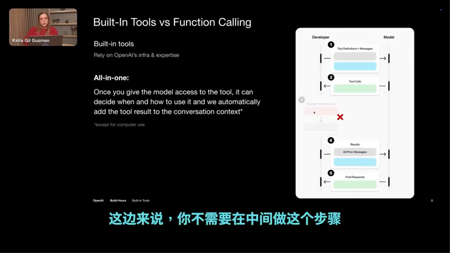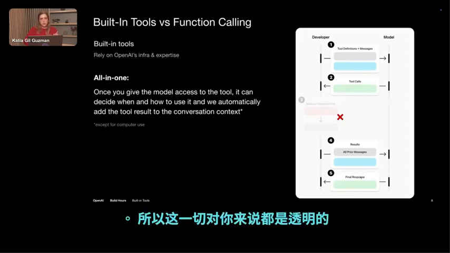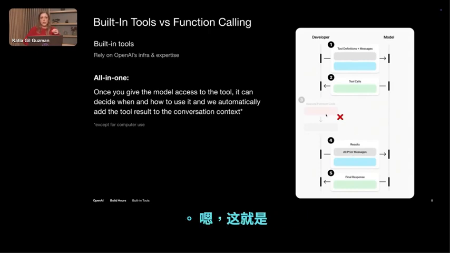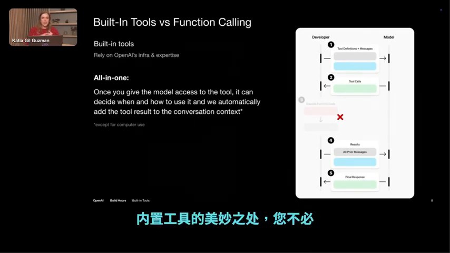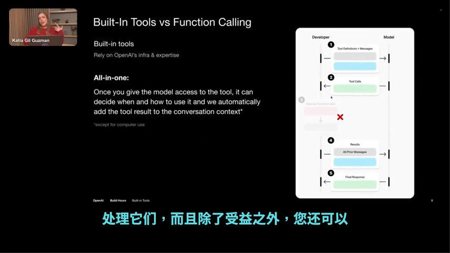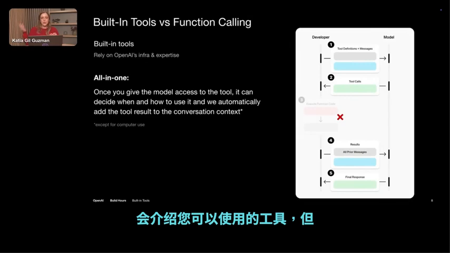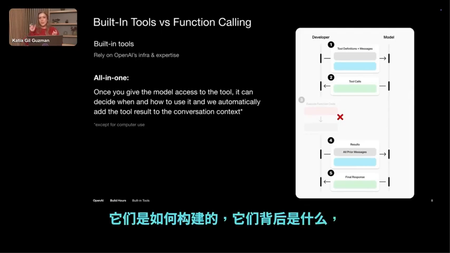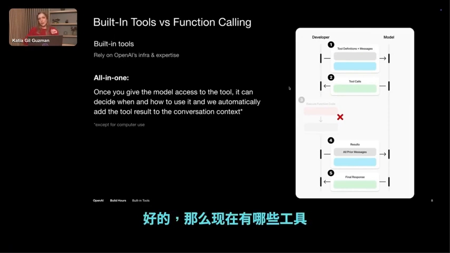So on your side, you don't need to do this step in the middle. You just need to let the model know it can use this. And once it decides to use a tool, you will go directly to this final response here. And so it's all transparent to you. That's the beauty of built-in tools. You don't have to handle them, and in addition to using our expertise, because we'll cover which tools you have access to, you don't have to think about how they are built, what's behind them. You can also use our infra. You don't have to execute anything on your own infrastructure.